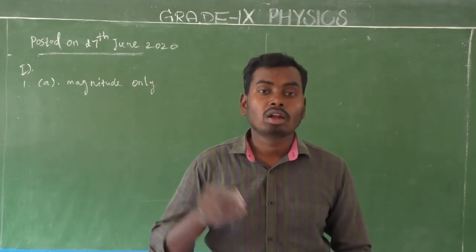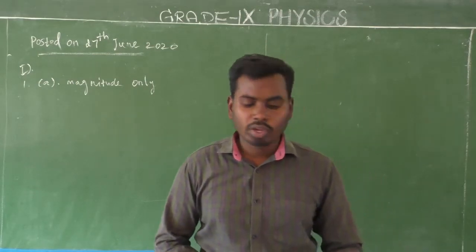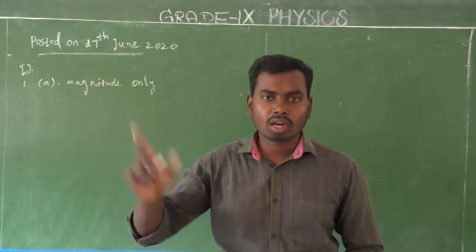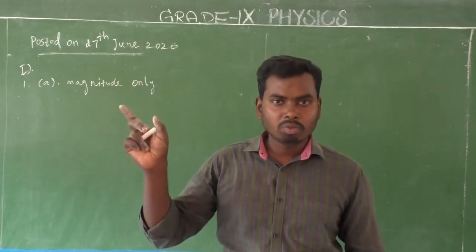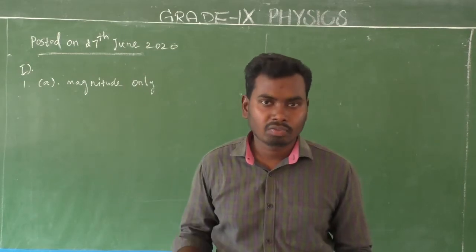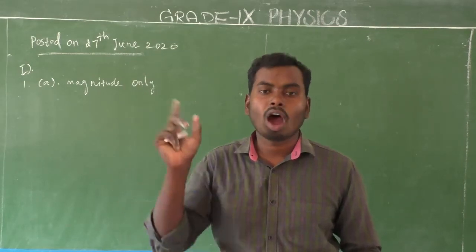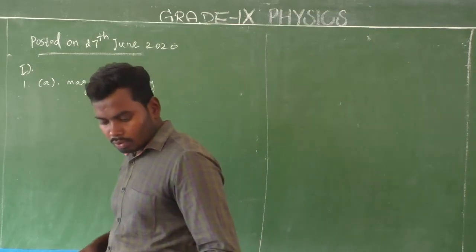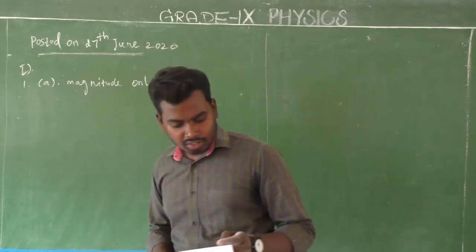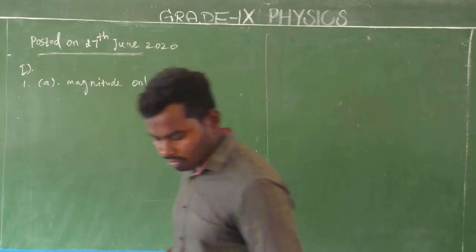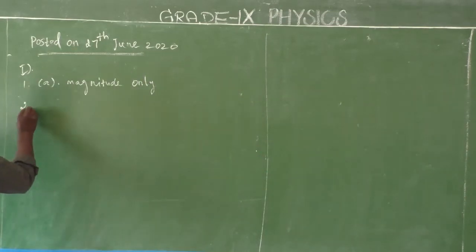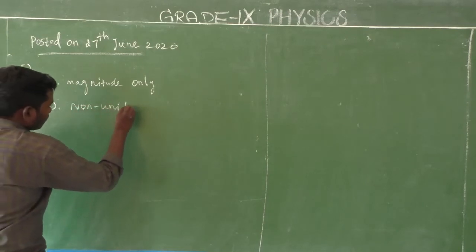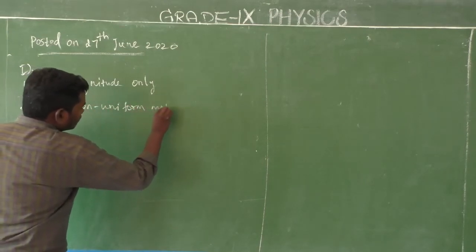Unequal, that is non-uniform motion. In non-uniform motion, the object covers unequal distances in equal intervals of time. Is it clear? Here the time is the same, but the distance covered by the object is different. That is the reason why it is called non-uniform motion. C is the answer, that is non-uniform motion.